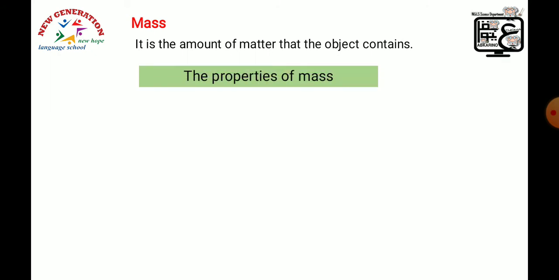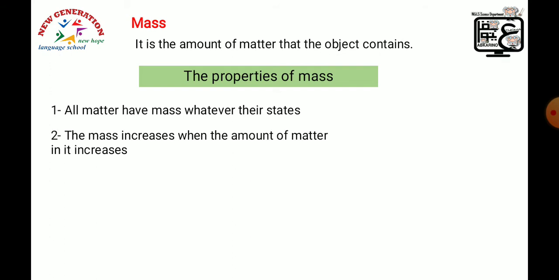Now we're going to talk about the properties of mass. Number one, all matter has mass, whatever its state: solids, liquids, or gases. Number two, the mass depends on the amount of matter, so the mass of an object increases when the amount of matter in it increases.